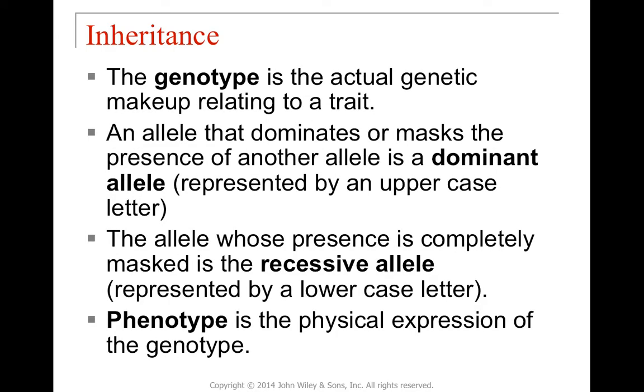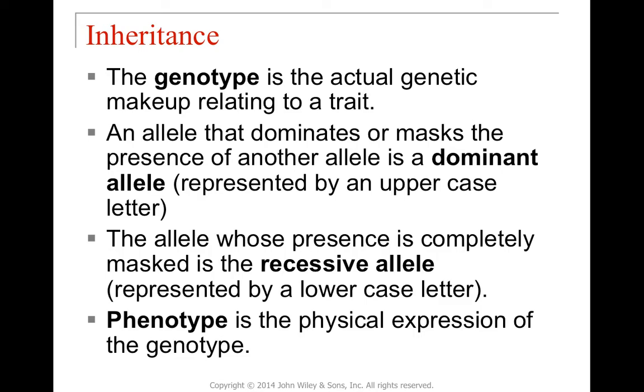So let's talk about a little bit more nomenclature for a second. So we have two major ways that we can look at inheritance patterns. So we can look at genotypes and we can look at phenotypes. So genotypes are when we're actually looking at the genetic makeup. So we're looking at two alleles that come together in the genotype. And those alleles can be either recessive or dominant.